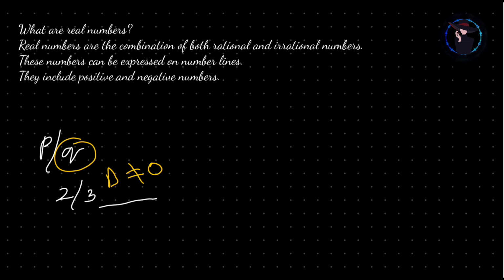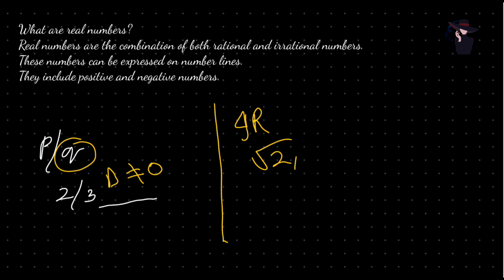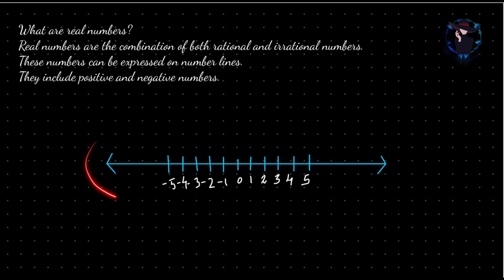Okay. Now irrational numbers are the opposite of rational numbers, which means they are root 2, root 3, and so on, but these numbers cannot be written in the form of fractions. The next point is, real numbers can be expressed on a number line. You can see the number line and the numbers that are expressed on it.